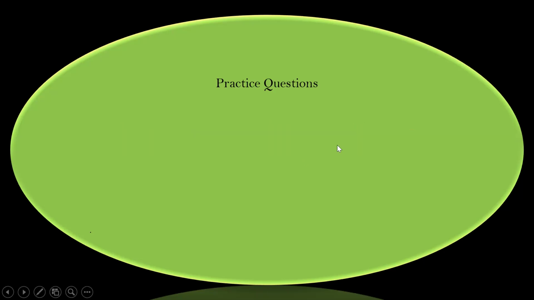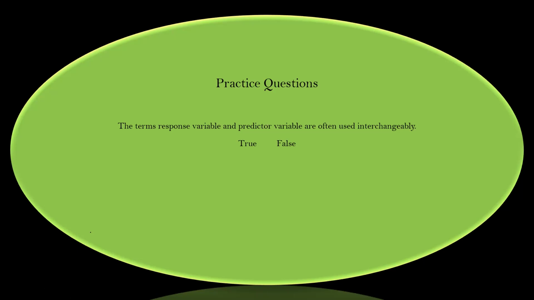So true. The terms response variable and predictor variable are often used interchangeably. That's false. So a predictor variable is on the left side, and it may be trying to explain the criterion variable. And so predictor variable, if you really wanted to, could be interchanged with independent variable or explanatory variable, but response is more like a dependent variable or a criterion variable or outcome.